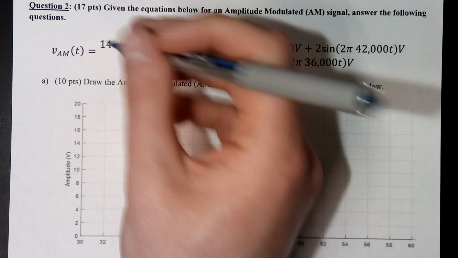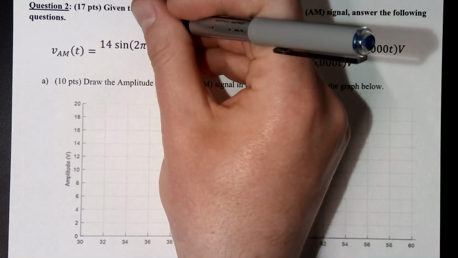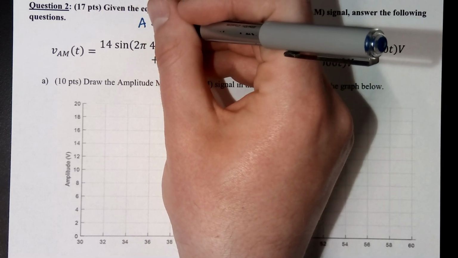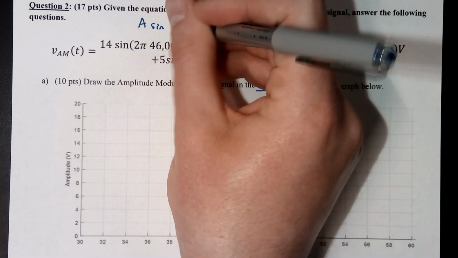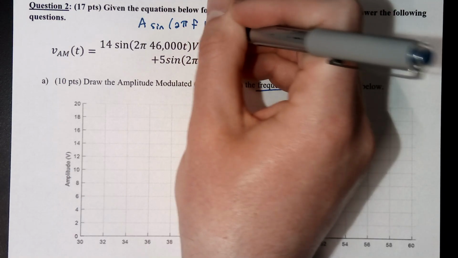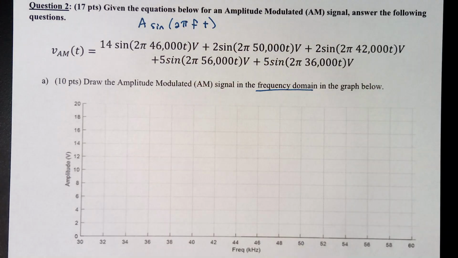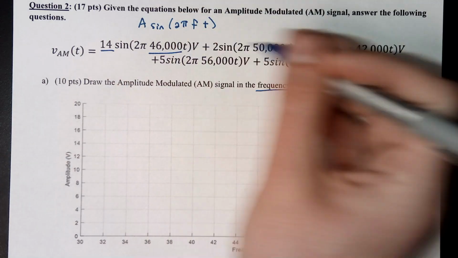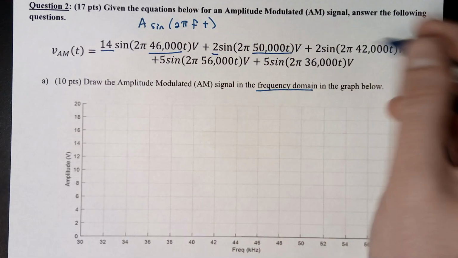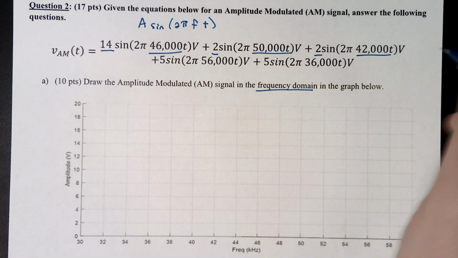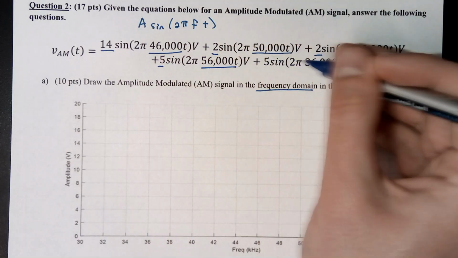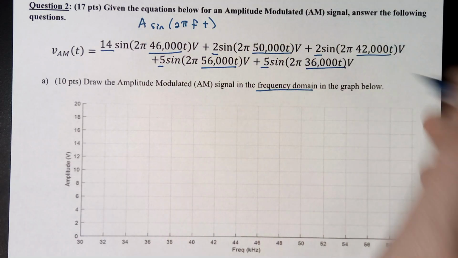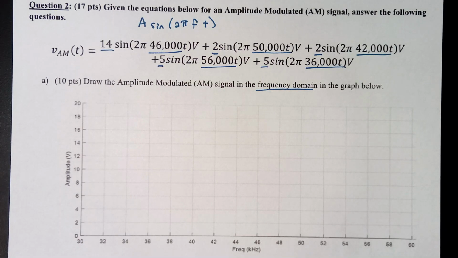So we need to keep in mind that our usual terms look like A, amplitude, sine or cosine of 2 pi ft, right? And so if we look at each of these terms, we've got an amplitude and a frequency, an amplitude and a frequency, amplitude and a frequency, amplitude and a frequency, and an amplitude and a frequency, right? So those are all of the lines that should end up on our graph here. So let's go ahead and draw those.